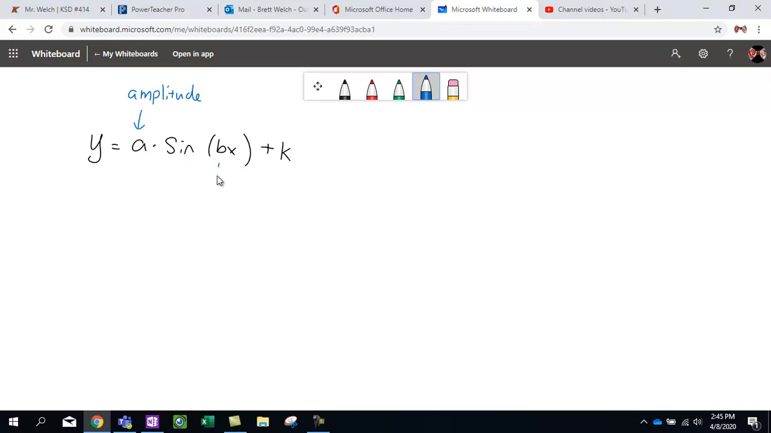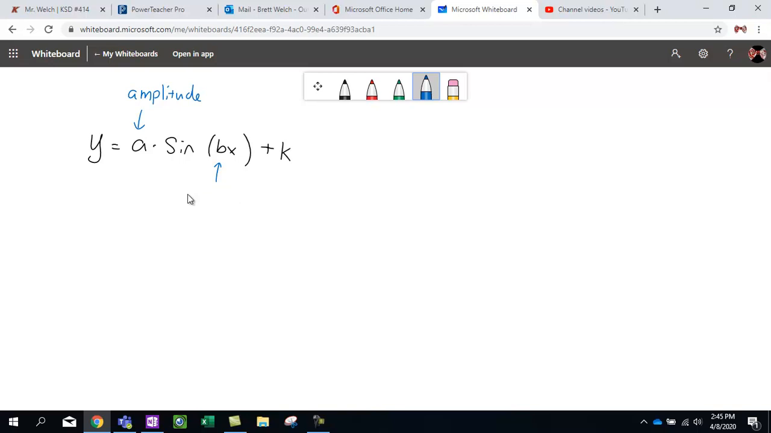The next thing that we're going to talk about is this b value. Now, this is the multiplication by x. A lot of times it'll be 1. Sometimes it'll be a fraction. That's when you're looking at division instead of multiplication.